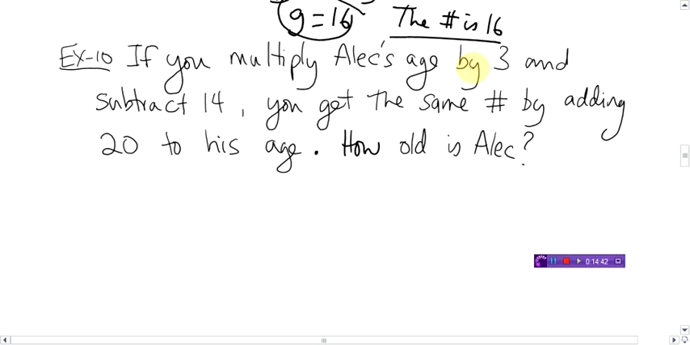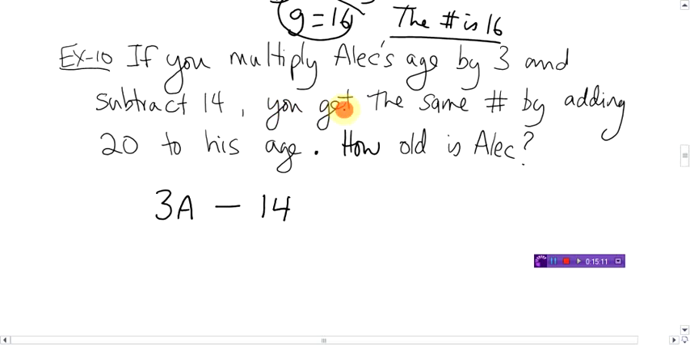Multiply it by 3. I know some of you are going to go, okay, A3. Ew, that's gross looking. Don't do it like that. Alex's age multiplied by 3: 3a. That looks cool. Even though actually capital letters in algebra don't look cool at all. It's supposed to be lowercase, but whatever. Multiply Alex's age by 3 and subtract 14. Subtract 14.